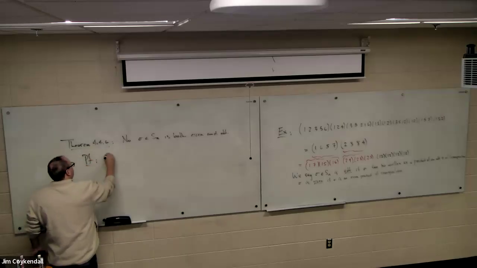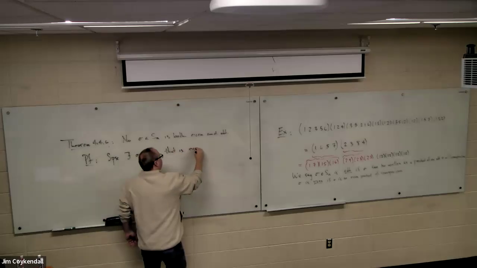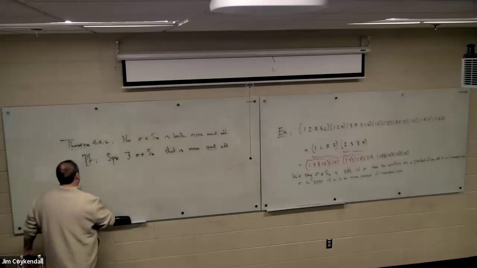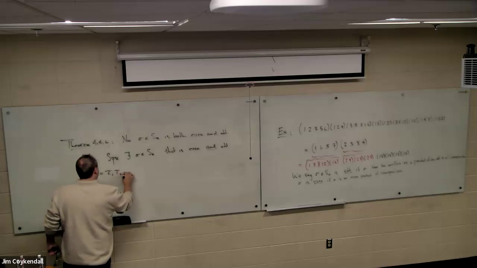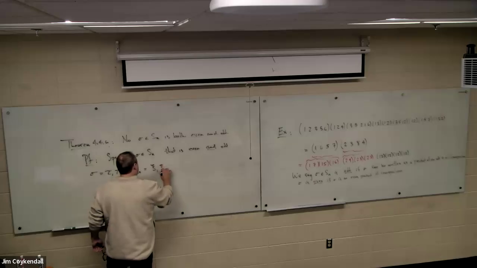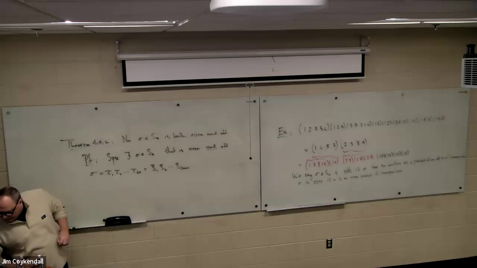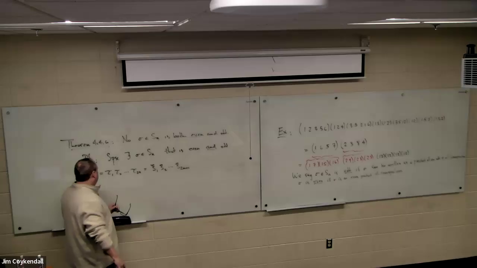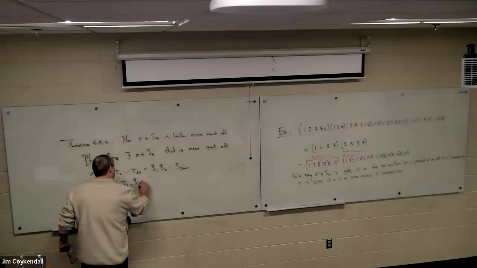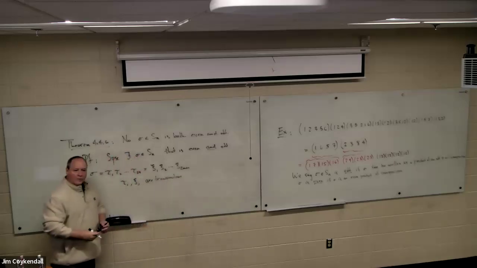Proof. Suppose there exists sigma in Sn that is both even and odd. What does that mean? That means I can write sigma, these are my notation here. These are going to be transpositions. So I am going to write the sigma here can be written as this product of transpositions and this product of transpositions, where each tau_i and tau_j are transpositions. So they're just little two-cycles, right?